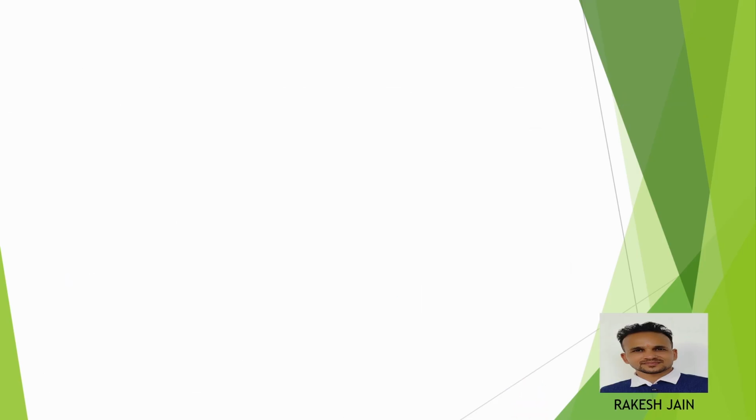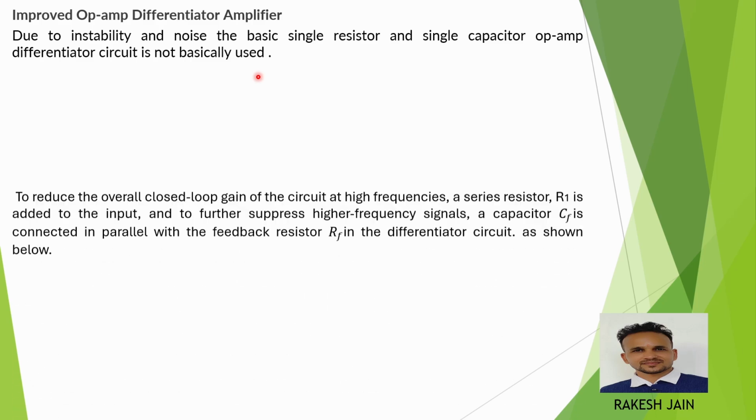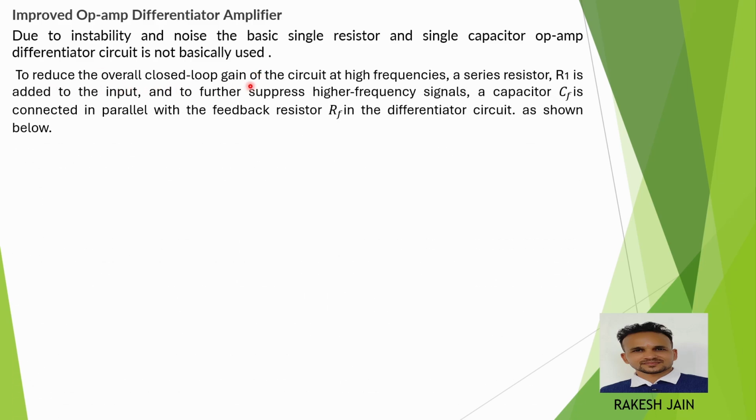So this one is operational amplifier as a differentiator. Now, the improved operational amplifier differentiator. Due to instability and noise, the basic single resistor and single capacitor operational amplifier differentiator circuit is not basically used. To reduce the overall closed loop gain of the circuit at high frequencies, a series resistor R1 is added to the input. And to further suppress the higher frequency signals, a capacitor CF is connected in parallel with the feedback resistor RF in the differentiator circuit as shown below.